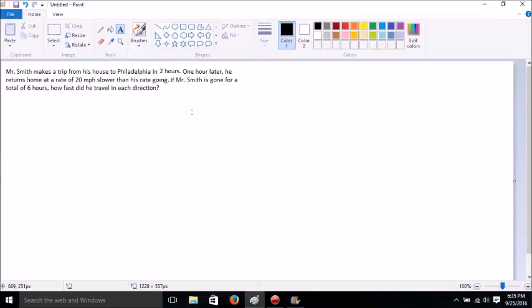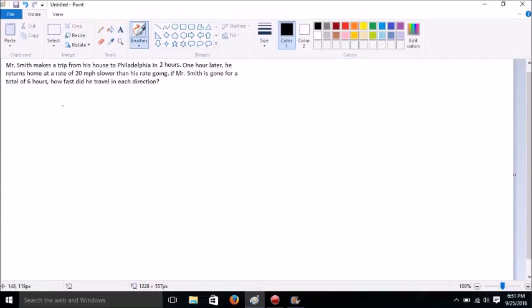So the first problem is a distance equation, and it reads: Mr. Smith makes a trip from his house to Philadelphia in 2 hours. 1 hour later, he returns home at a rate of 20 miles per hour slower than his rate going. If Mr. Smith is gone for a total of 6 hours, how fast did he travel in each direction?